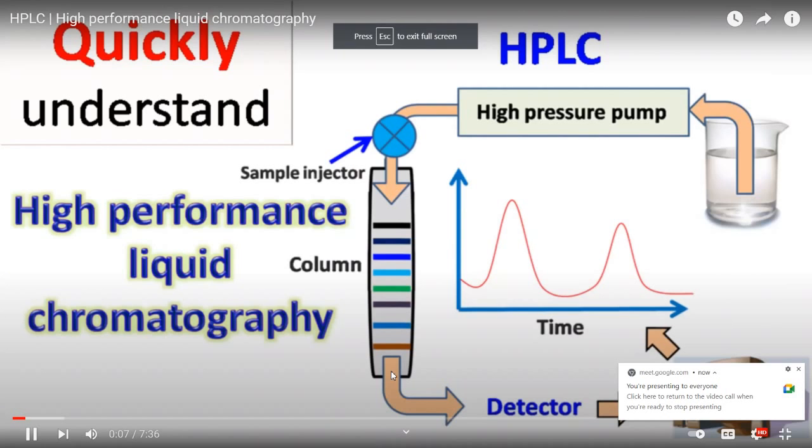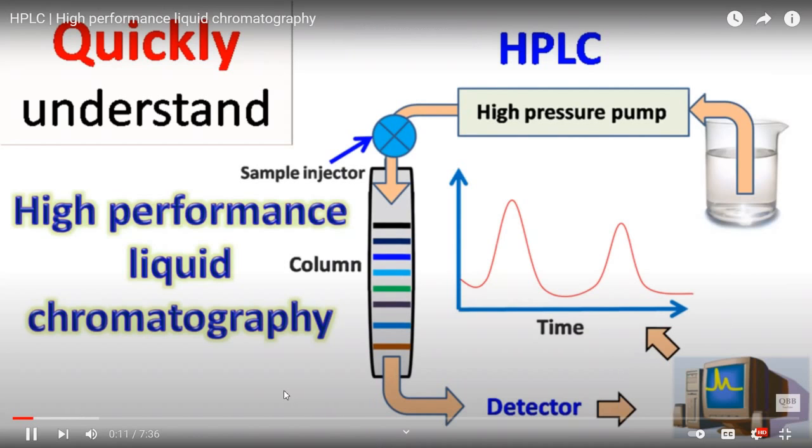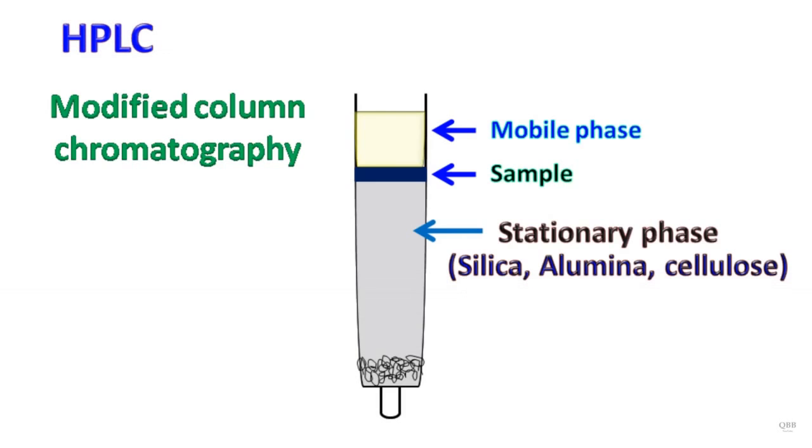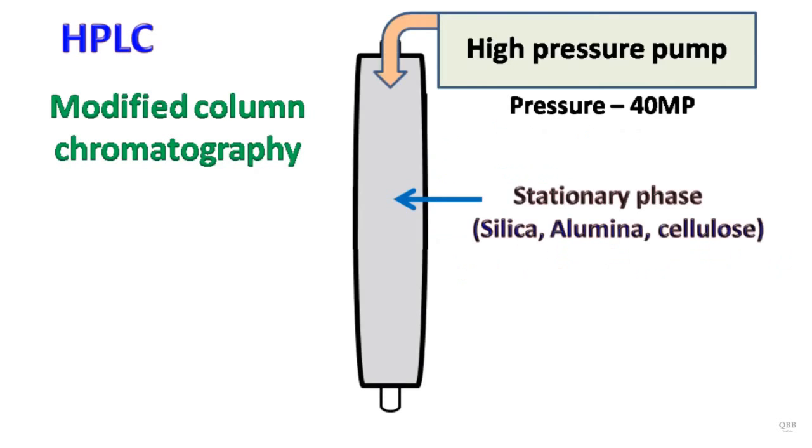Let's talk about HPLC. HPLC is also known as high performance liquid chromatography or high pressure liquid chromatography. HPLC is usually a modified column chromatography. In column chromatography, a column is packed with an absorbent material like silica, and the mobile phase is passed down the column because of gravity. But in HPLC, a high pressure pump is attached with the column. The high pressure pump can generate a high pressure up to 40 megapascals.